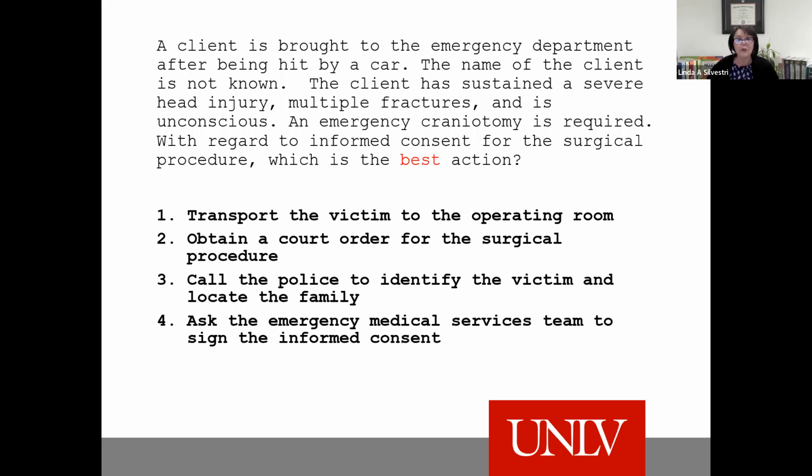A client is brought to the emergency department after being hit by a car. The name of the client is not known. The client has sustained a severe head injury, multiple fractures, and is unconscious. An emergency craniotomy is required. With regard to informed consent for the surgical procedure, which is the best action? Transport the victim to the operating room, obtain a court order for the surgical procedure, call the police to identify the victim and locate the family, or ask the emergency medical service team to sign the informed consent.